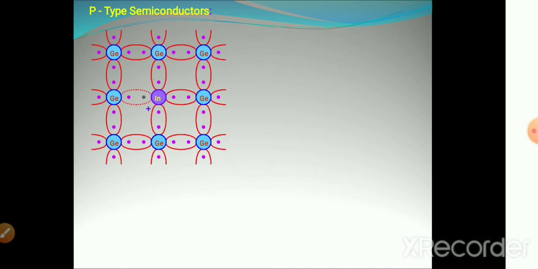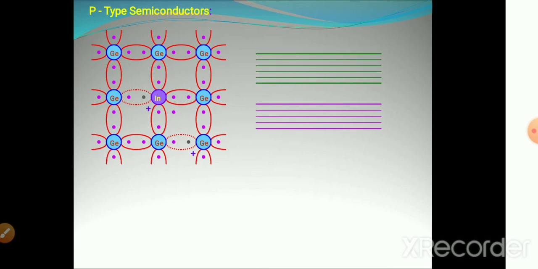Now P-type semiconductor. Here the impurity is trivalent and it has 3 valence electrons. So it shares these 3 electrons with the neighboring germanium atoms, and there is a vacancy of one electron. That means it has one hole, and the neighboring electrons will have a tendency to jump into this hole. As a result, this indium will behave as an acceptor atom, and it will behave like a negative ion.